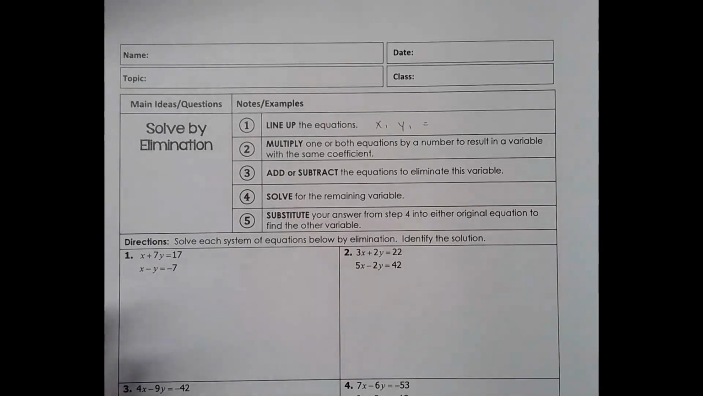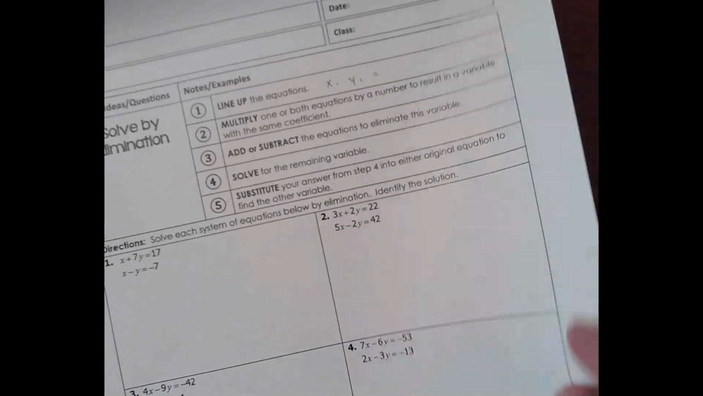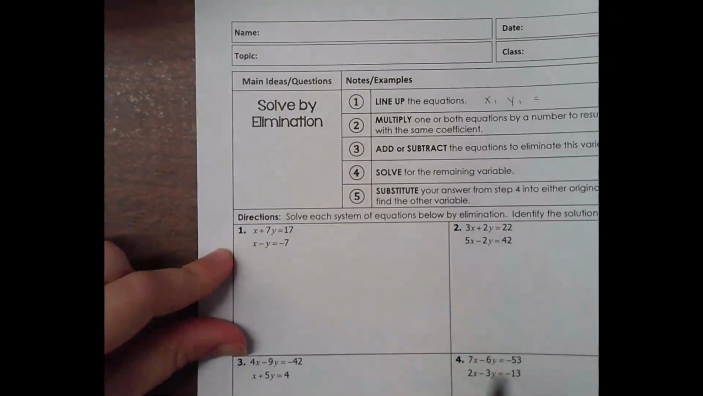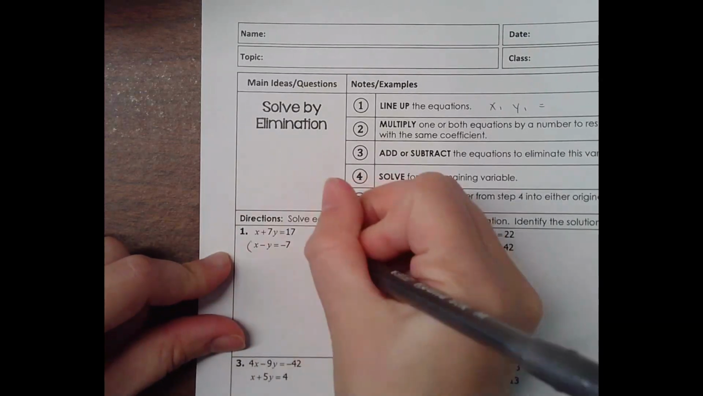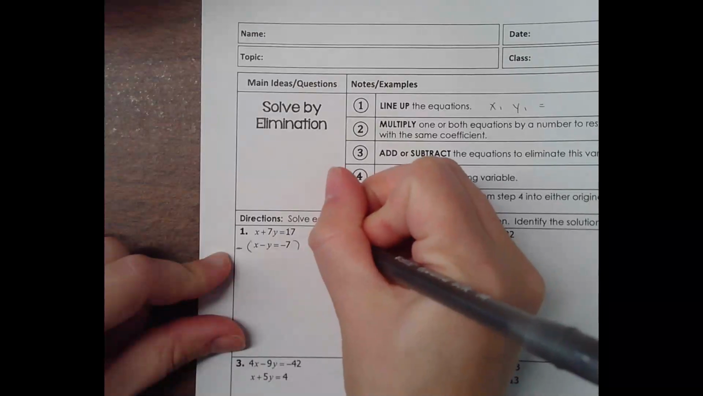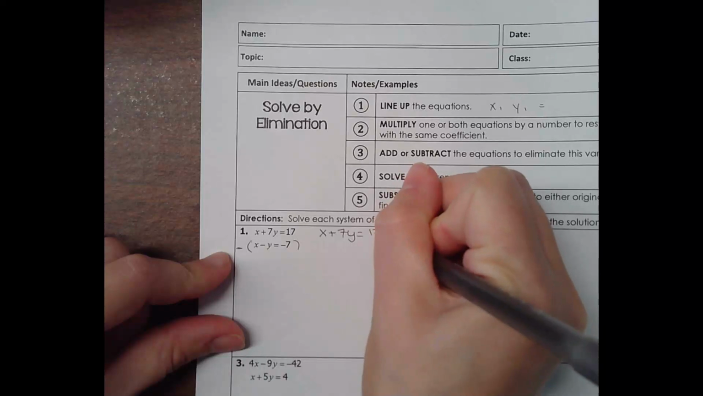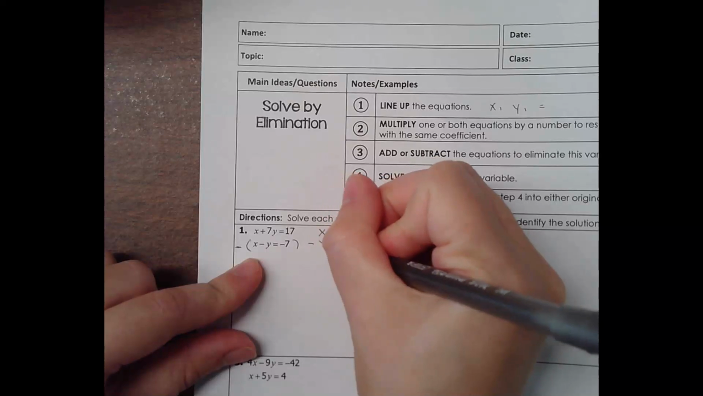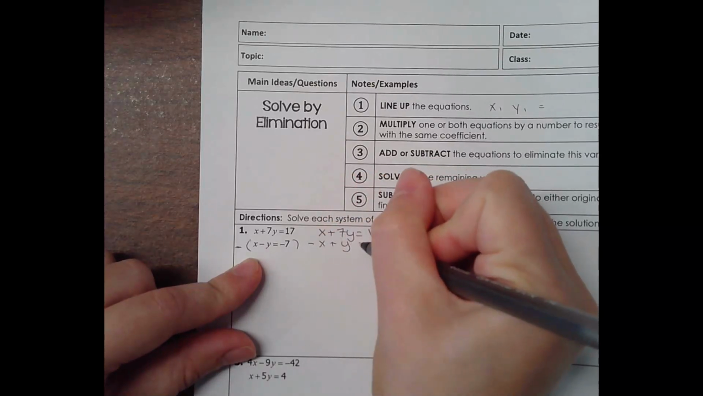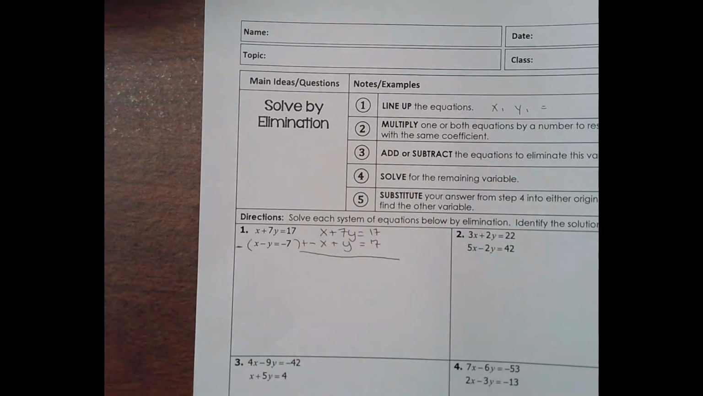Okay, so let's start with some easy ones. The first one, if I negate this bottom line, I would have an x and a negative x. So let's start by doing that. Let's rewrite it. x plus 7y equals 17. And then I'm going to negate this second line, and it becomes negative x plus y equals 7. And I like to just add straight up and down.